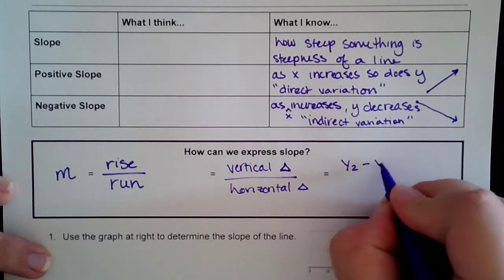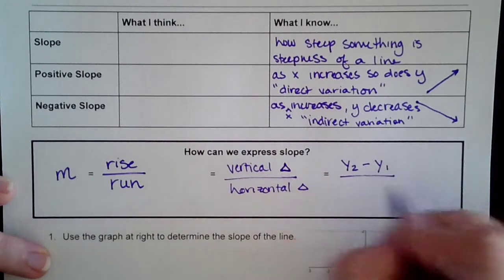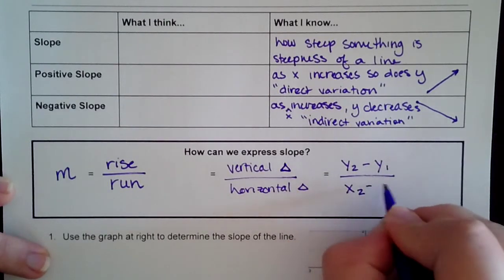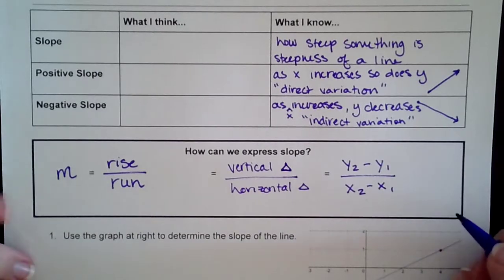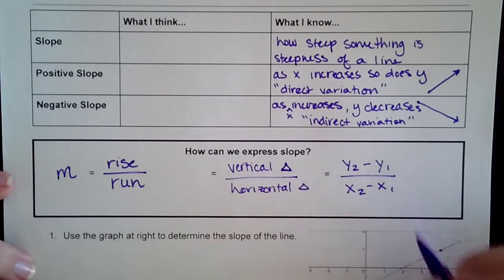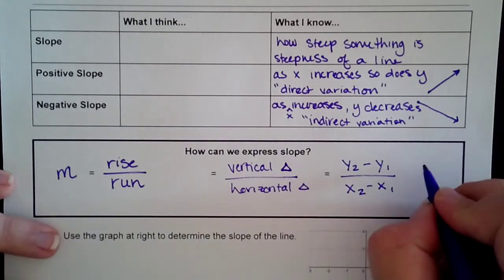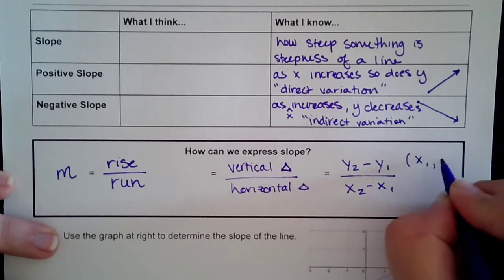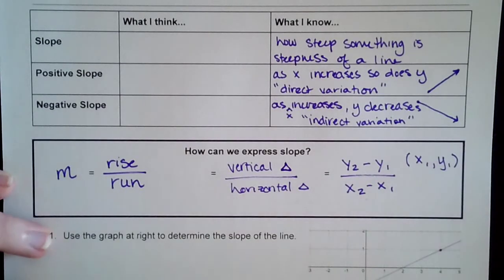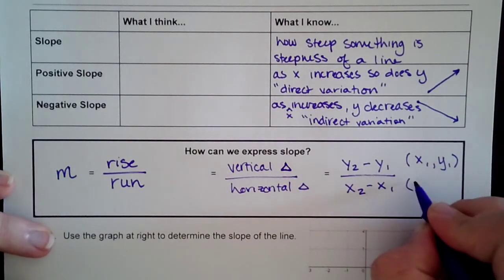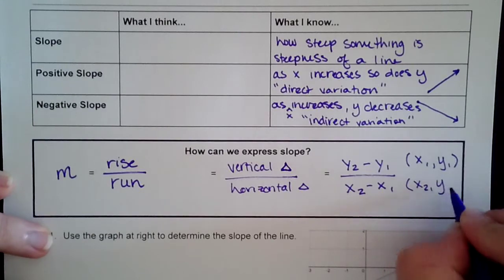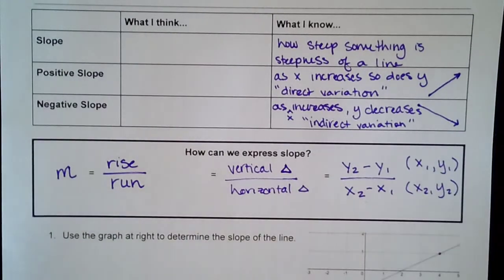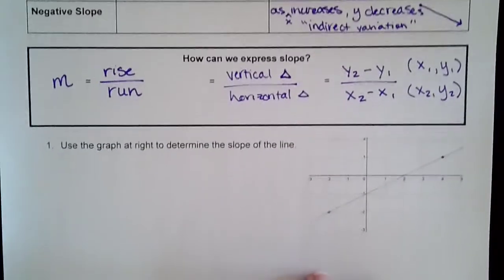y2 minus y1 divided by x2 minus x1, where x1, y1 is your first coordinate and x2, y2 is your second coordinate. So if you want to put that over here in parentheses, you go right ahead. x1, y1 is your first coordinate, x2, y2 is your second coordinate. So let's go ahead and use that.